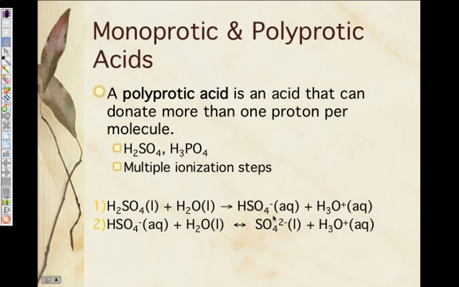HSO4 minus, is that one of the strong acids? No. H2SO4 is, HSO4 minus is not. So that's why we have a double-sided arrow here, because some of it will ionize, some of it will not. So it goes back and forth between being this form versus the sulfate form. So that's one way we can use arrows to show in the reaction whether it's a strong or weak acid also.